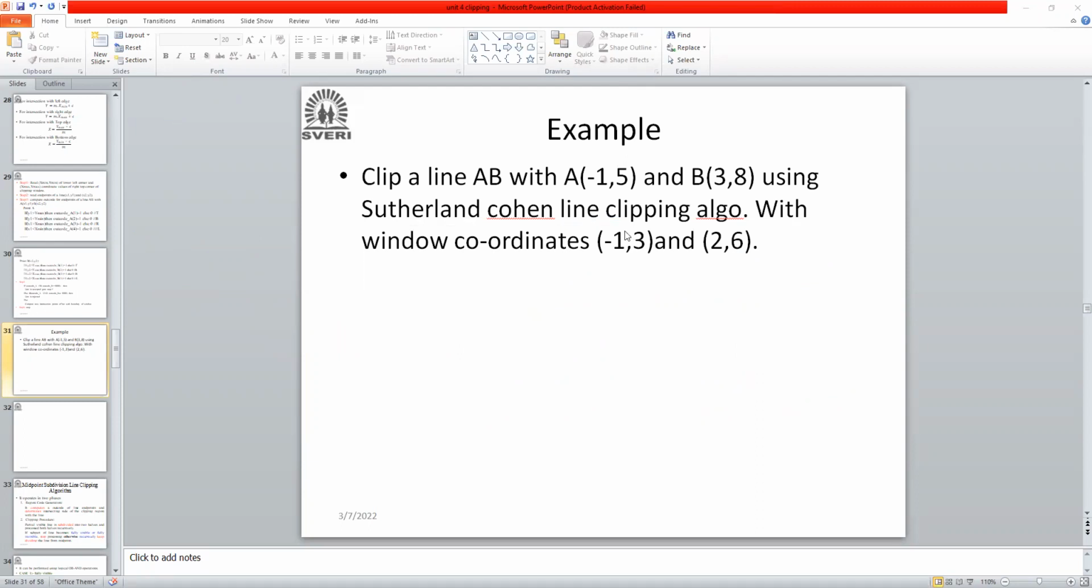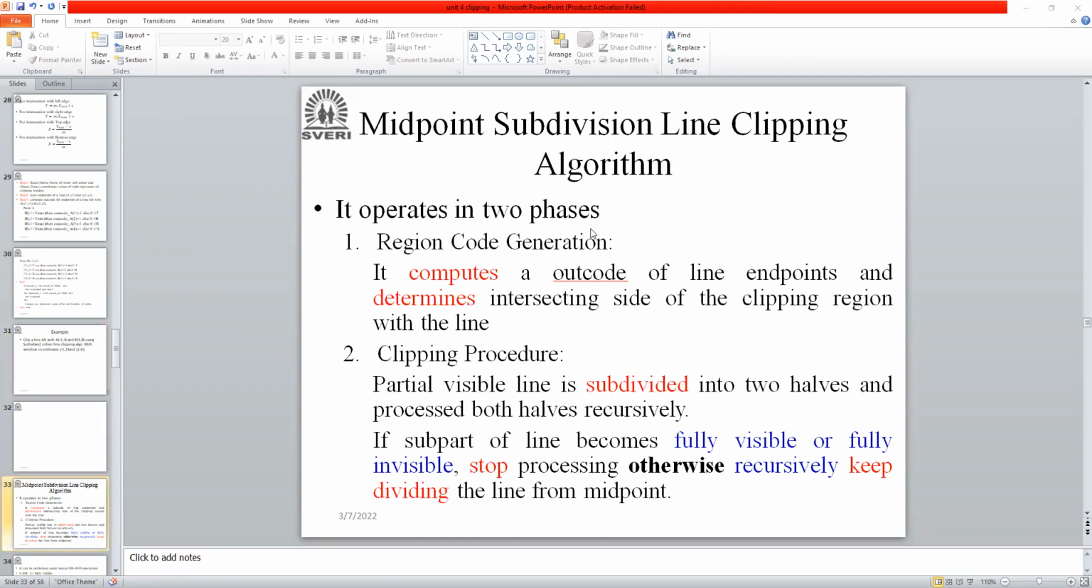So one method we have studied, that is how to clip a line by using Sutherland-Cohen line clipping algorithm. The second method is called as midpoint subdivision line clipping algorithm. So the name itself suggests that we are going to subdivide the line until the midpoint and the intersection point coincides.